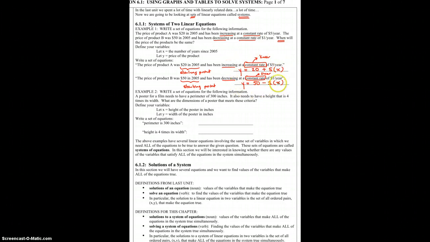So here we have what's called a system of equations. We've got two equations that are used to describe some information given in the same problem.